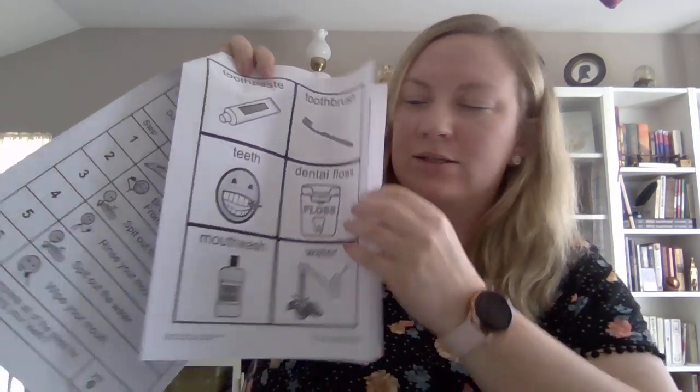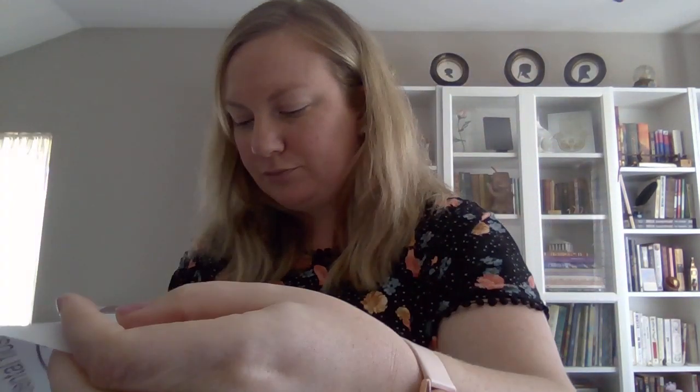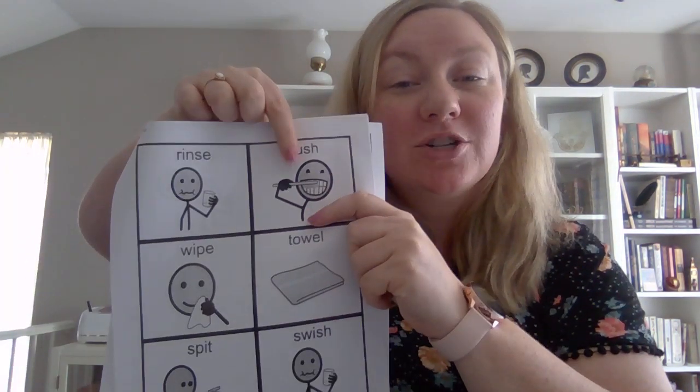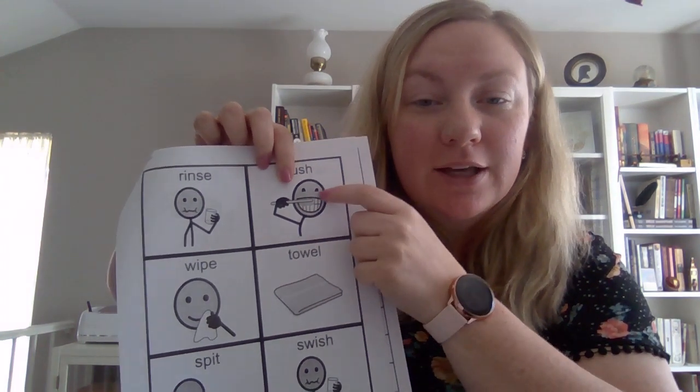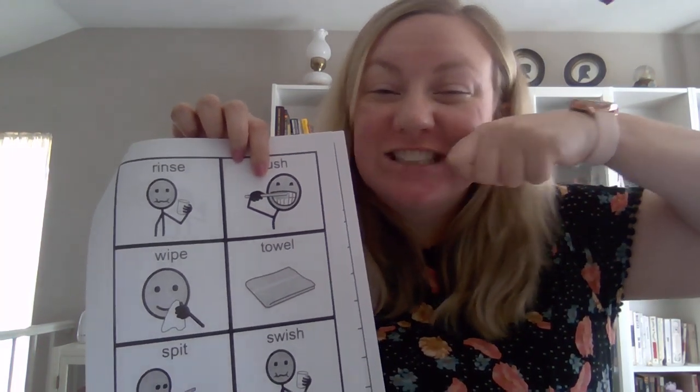So you can hang this up on your mirror in the bathroom, or just point to it and say, okay, we're brushing our teeth. When you're actually brushing your teeth, say, look, it looks like us. We're holding the toothbrush, and it's us brushing our teeth. So that's some good vocabulary here in this life skills packet.